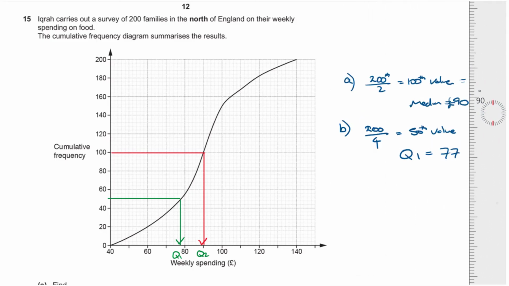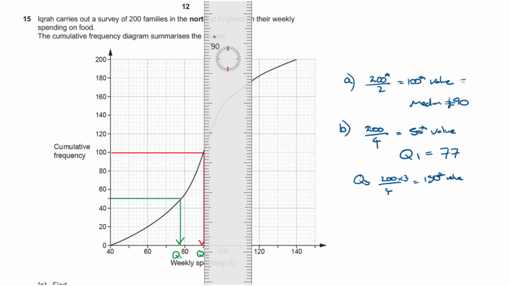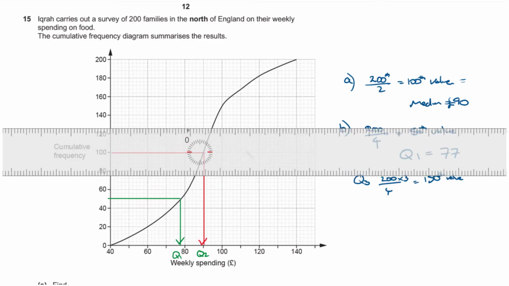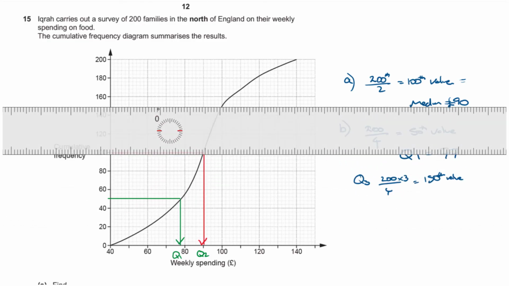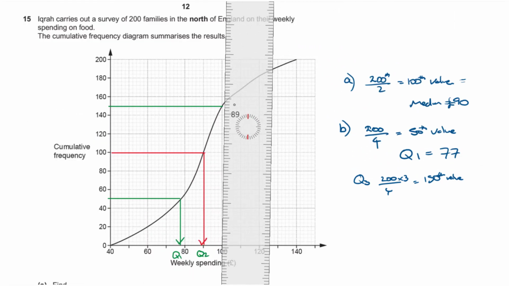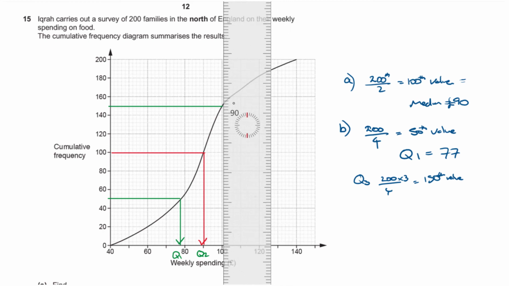Q3 is 200 divided by 4 and times by 3, then, isn't it? It's going to be the 150th value. So we're going to read across from 150 on our scale. So 150 is halfway between 140 and 160. So read across to the curve, change direction, read down.